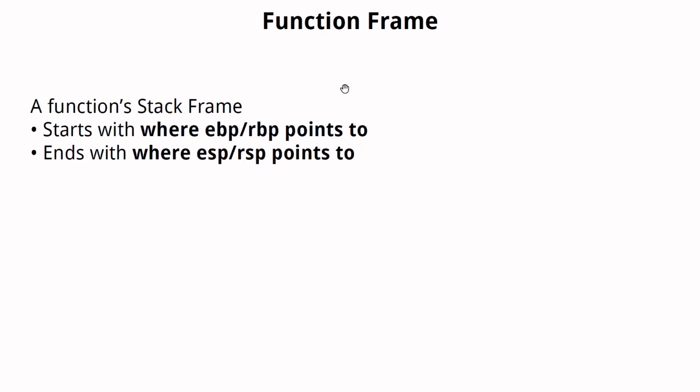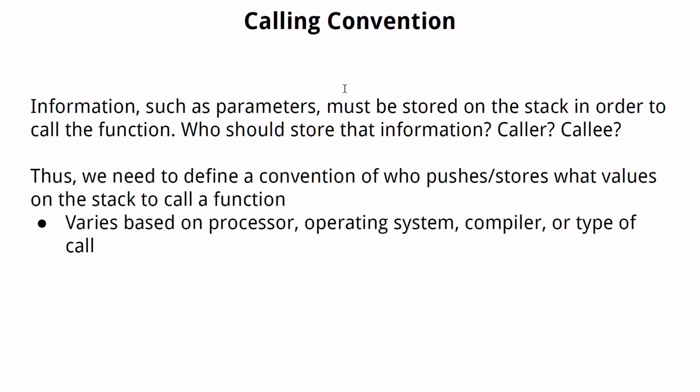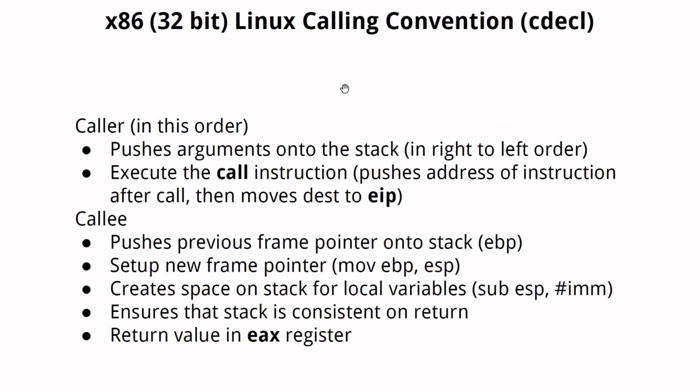Usually we say a function stack frame starts where EBP points to and ends where ESP points to. Also, there is something called calling conventions, which defines who should handle the parameters, who should clean up the stack. We will see two calling conventions today. The first one is the standard Linux calling convention, and we'll first talk about the 32-bit.